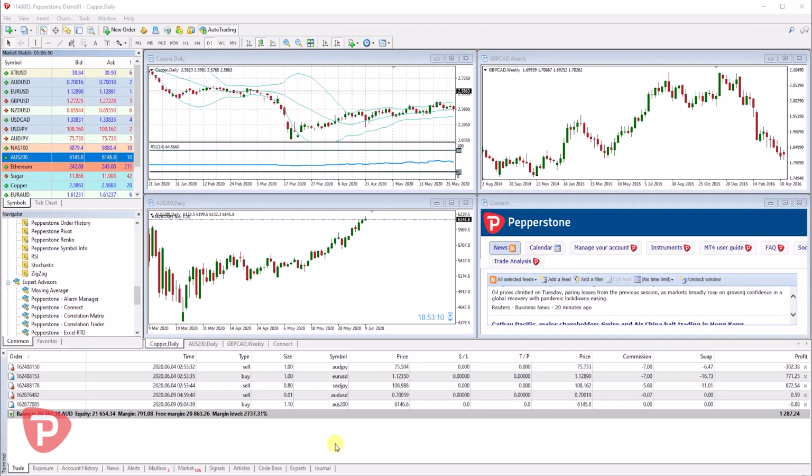Hi traders, today I want to take you through the specifications tab of different symbols. This is so handy. It tells you so much about the symbol that you're trading.